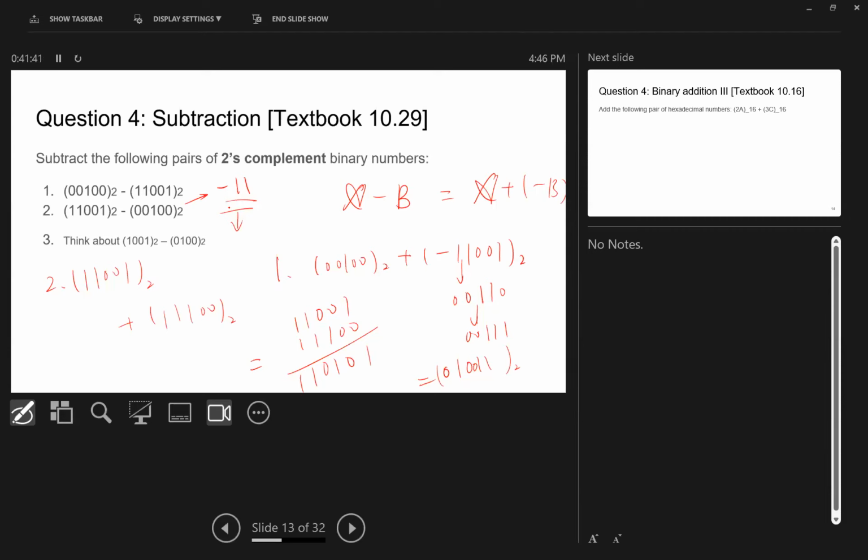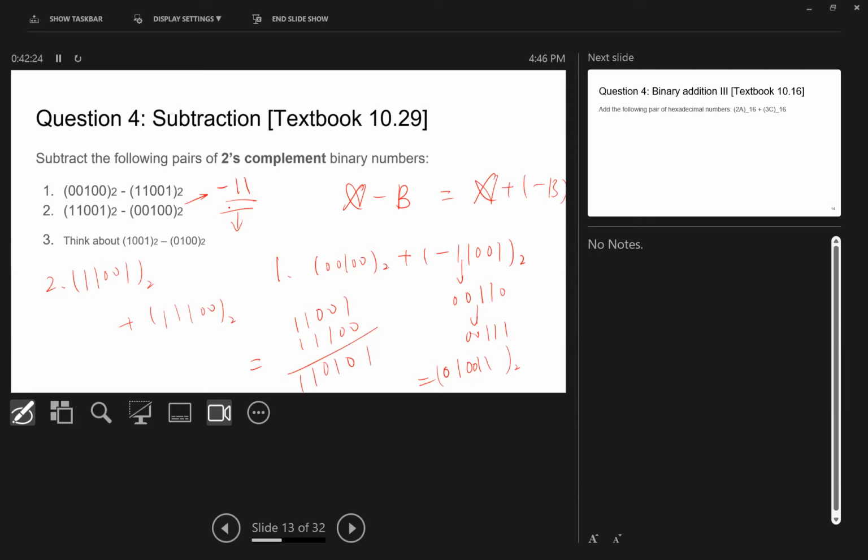But actually, the truth is that we don't care. If we discard this overflow bit here, we still get the correct result. If we just remind this overflow bit, we will still get the correct result, actually, because these two are the same. So we can just extend numerous ones here, and we can still get the correct result.